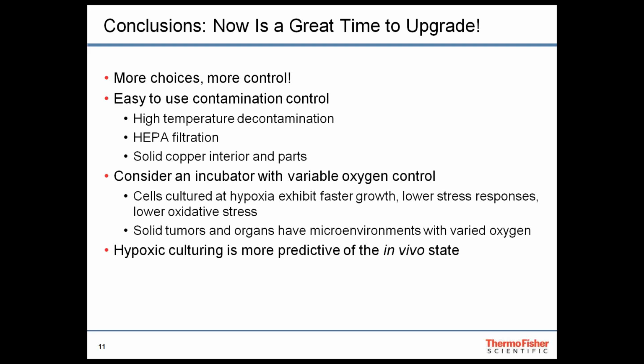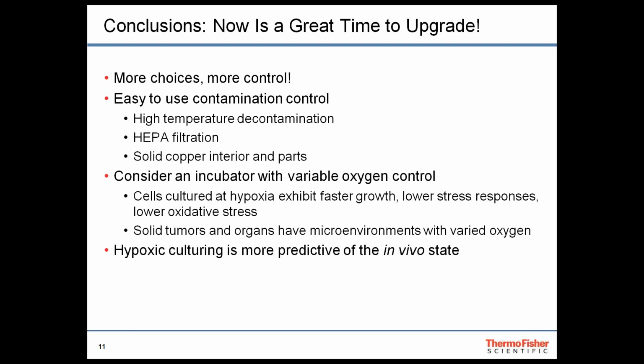So just a few conclusions. Now is a really great time to consider upgrading your cell culture incubator. There are more choices than ever that give you more control over your work. And these choices include easy-to-use, hands-free contamination control, including high-temperature decontamination, HEPA filtration, and solid copper interior and parts. Remember to compare effectiveness data from different manufacturers.